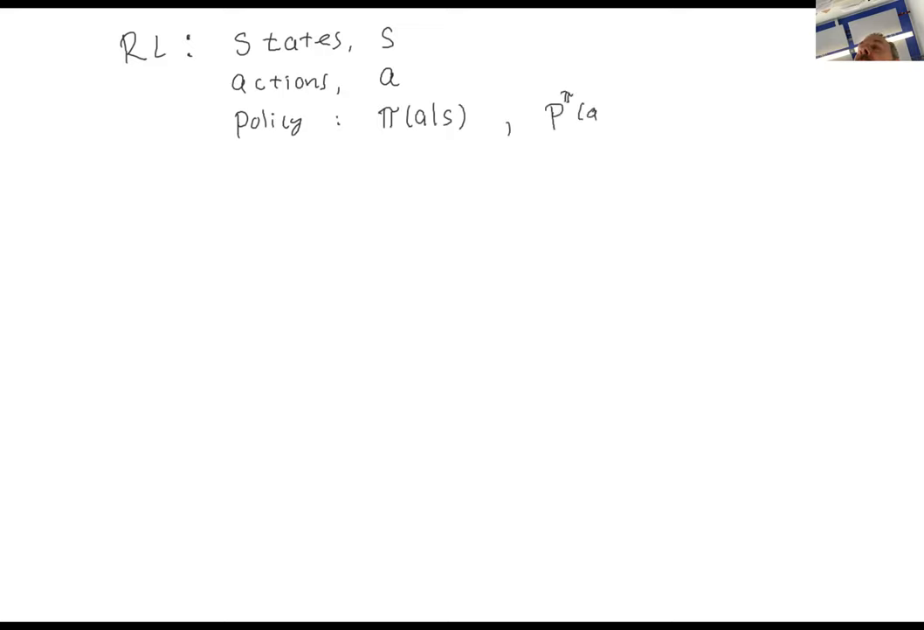So remember, we saw last time that an RL setup has states, which we almost always call S, actions A, and a policy, which is a mapping, often called pi of A given S, or sometimes P pi of A given S, or sometimes just P of A given S. So given a state, what action do you take? We write it as probabilities, but it can be deterministic. Given a state, there could be only one action you make. In fact, it's often deterministic, although there are reasons for it to be a little bit stochastic.